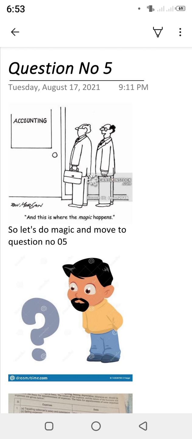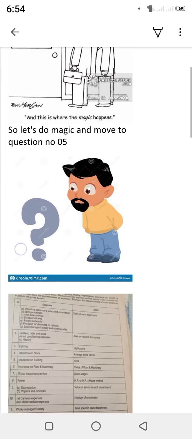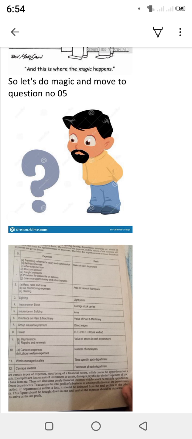Open the door. You can see two people are standing outside the door of accounting, and we are also standing with them, and it's required to open the door. So open the door of accounting and do magic. So let's do magic and move to question number 5.